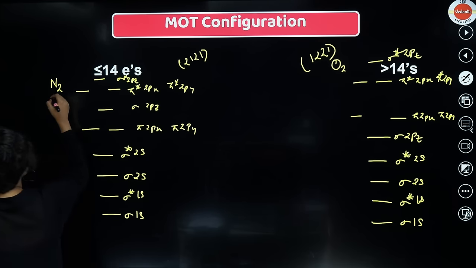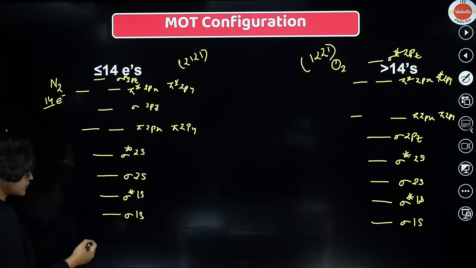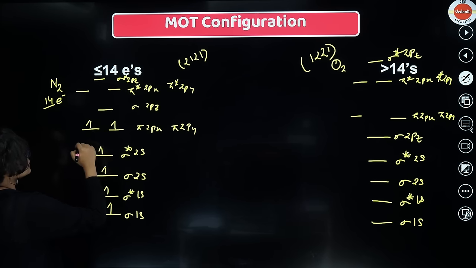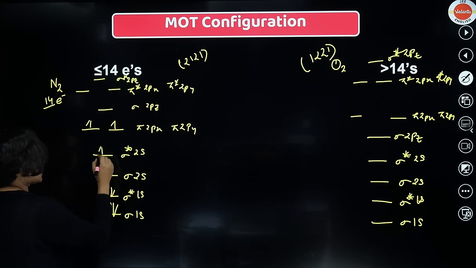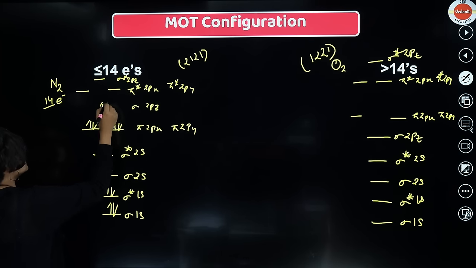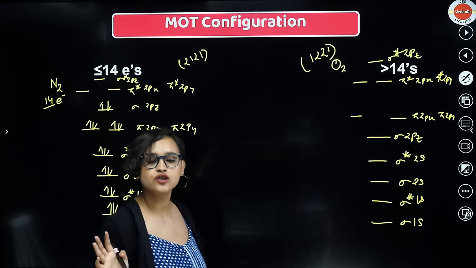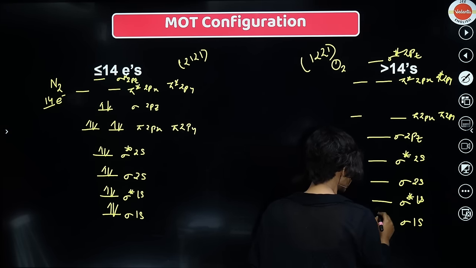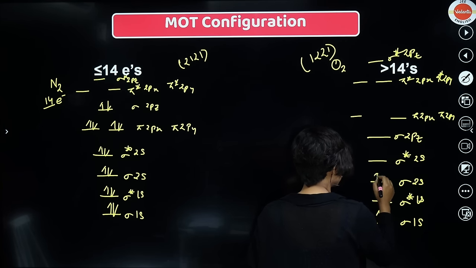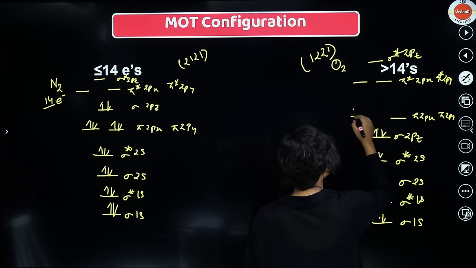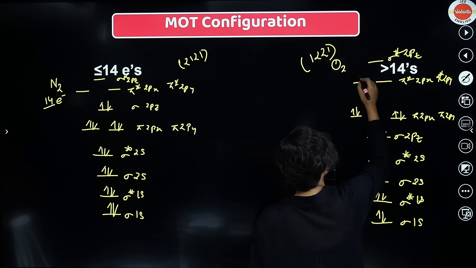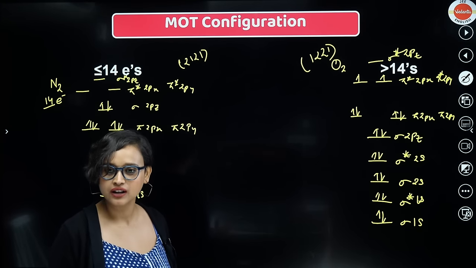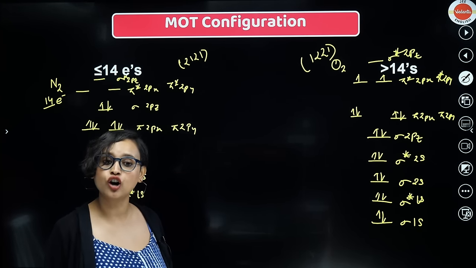Now, N2, that means 14 electrons. So, let's fill it. 1, 2, 3, 4, 5, 6, 7, 8, 9, 10, 11, 12, 13, 14. 14 electrons filled, okay? Now, here we have to fill oxygen, that is 16 electrons. So, 1, 2, 3, 4, 5, 6, 7, 8, 9, 10, 11, 12, 13, 14, 15 and 16. Done? Getting my point? Now, do you know that from here you can calculate bond order?